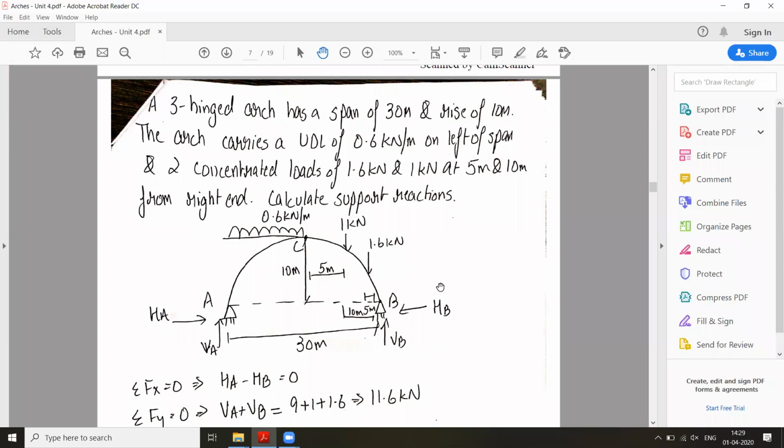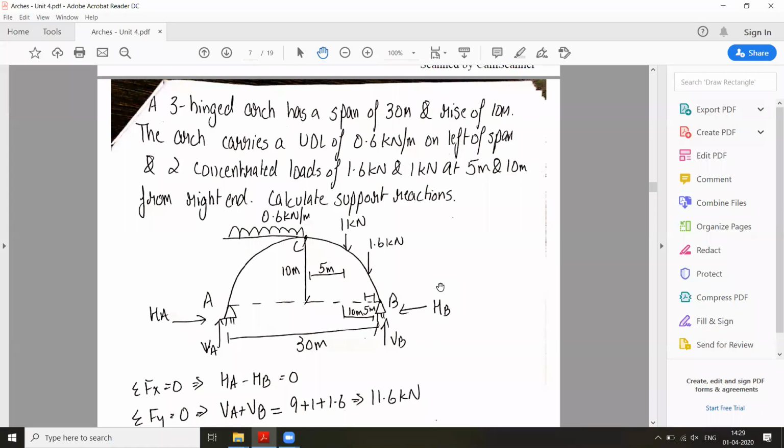Clear this diagram? Okay, again, the statement is saying 5 and 5 consecutive. Your 1.6 kilonewton is at 5 meter from the right end. So you measure 5 meter from B point and place your 1.6 kilonewton load there. Then 1 kilonewton is at 10 meter from the right end. So you measure 10 meter from point B and place your 1 kilonewton load there.